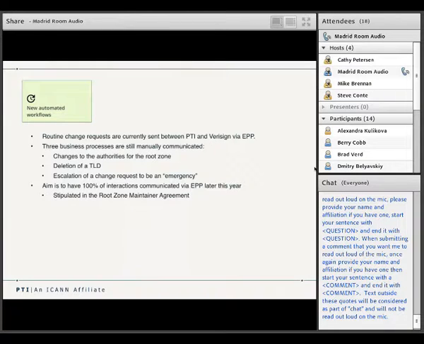That leaves three things that we're working on. One is changing the authorities for the root zone, i.e. the root servers. Secondly, deleting a TLD. And thirdly, whenever we need to do an escalation due to an emergency change request, usually we escalate it with VeriSign out of band, but we want some in-band signaling as well as the escalation status, so that is communicated between our systems. So the aim is by later this year to have 100% of interactions between us and VeriSign communicated by EPP, and this is echoed in the root zone maintainer agreement.